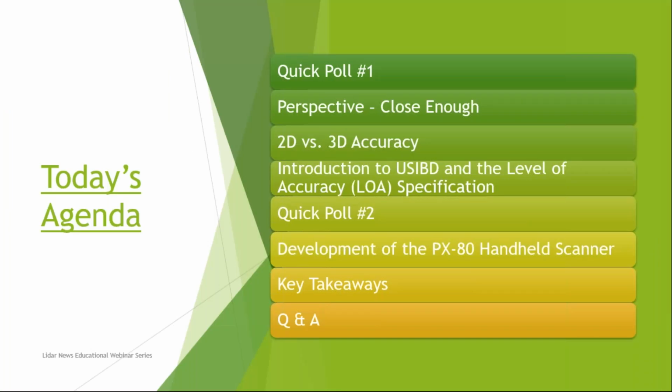Today's agenda will include two short polls. I'll start the presentations by taking a brief look back at how we have transitioned from 2,000 plus years of the rifle approach to surveying, where the party chief knew the intent and how to get close enough, to the shotgun approach used by laser scanners, where there are many more factors that go into determining and specifying the 3D positional uncertainty of a point cloud. Kevin Kianka is going to introduce you to the USIBD level of accuracy specification and how to properly apply it along with the level of development to 3D building documentation projects. And Amir Rubin is going to give you his perspective on building his company Paracosm based on the design and development of the unique PX80 handheld mobile scanner. We will wrap things up with key takeaways, and then we should have 10 to 15 minutes for questions.